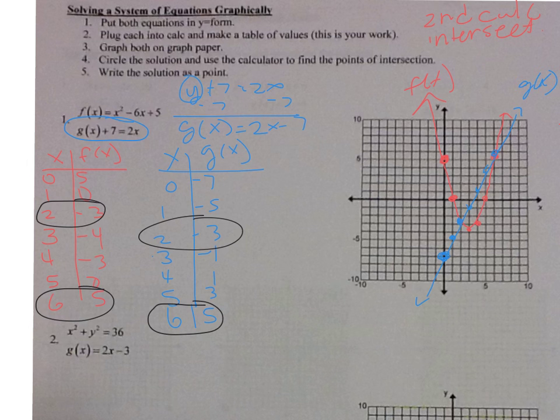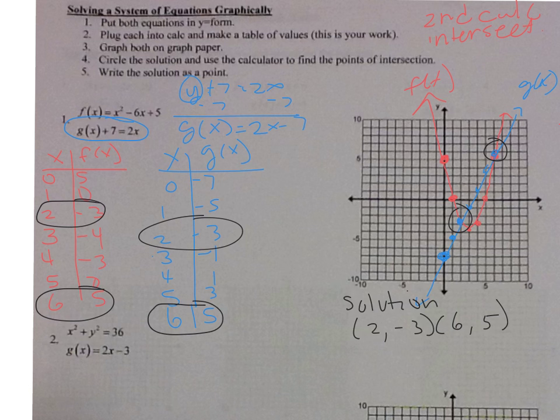All right, so my solutions are where they cross each other. So my solutions are, and I'm going to tell you in a minute how to get it on your calculator, 2, negative 3, and 6, 5. Okay, so now on your graphing calculator. You should have both these equations graphed on your graphing calculator. Now you're going to hit second calc. That's the trace button. And we want number 5 where it says intersect.